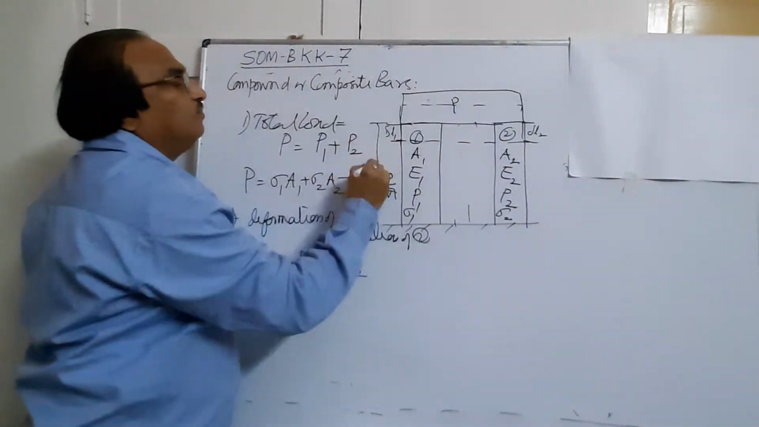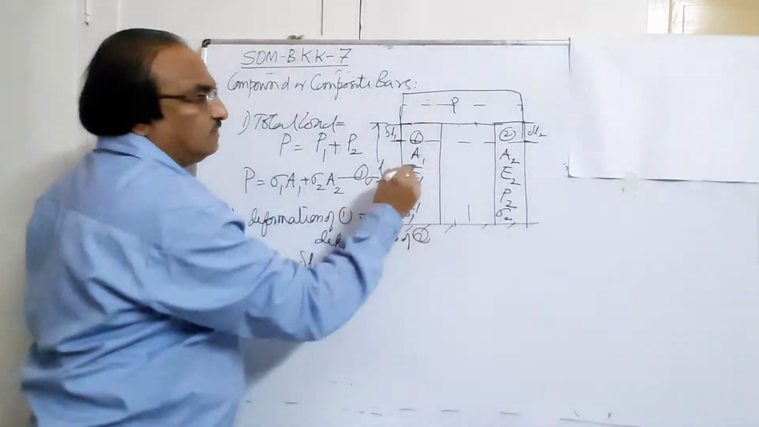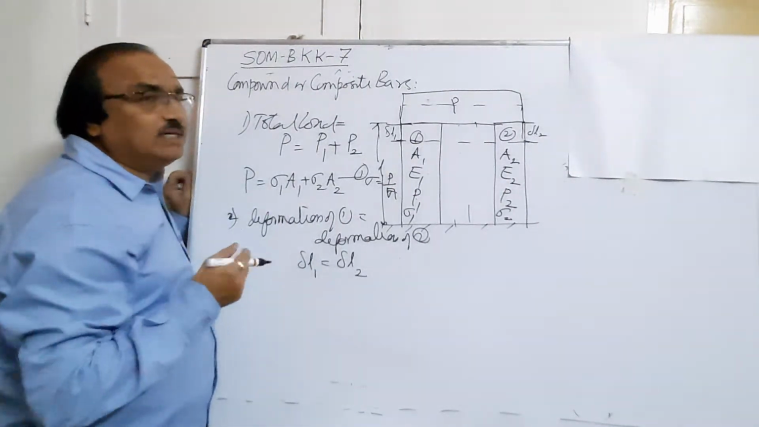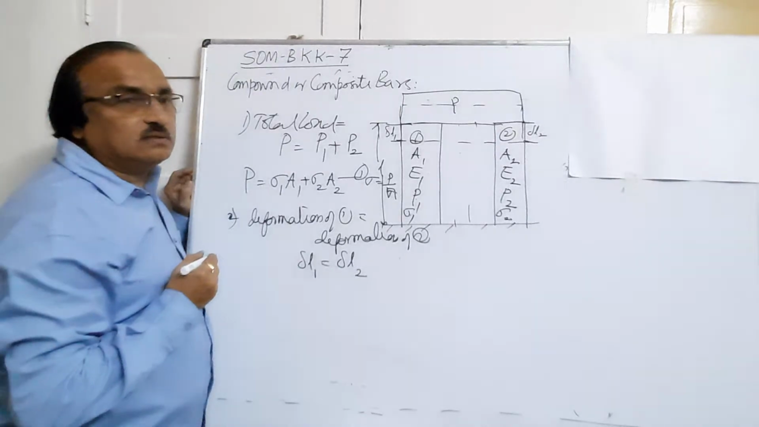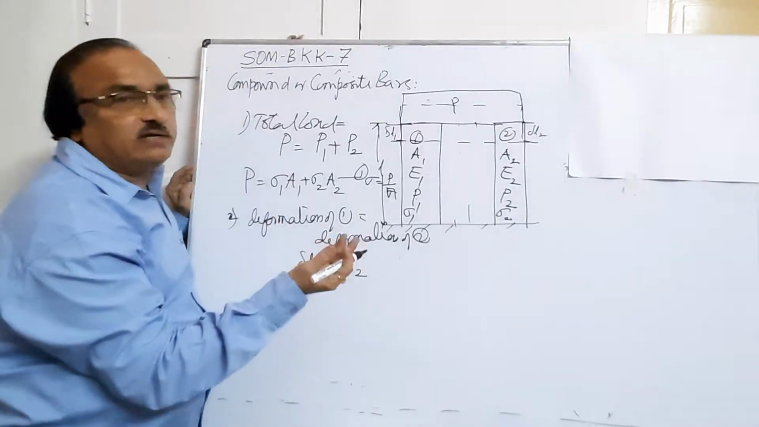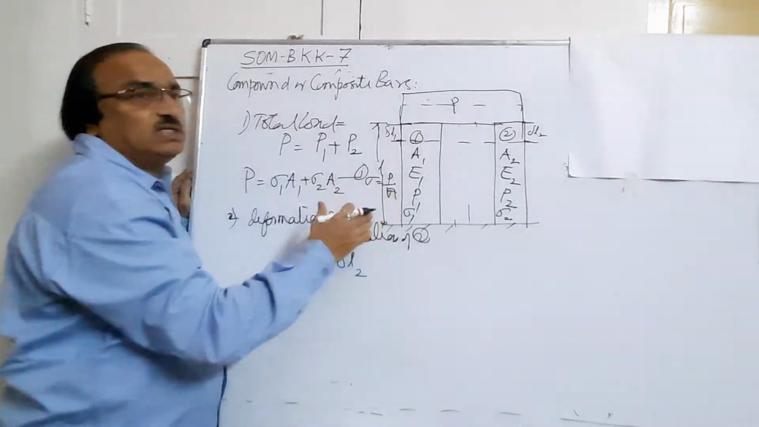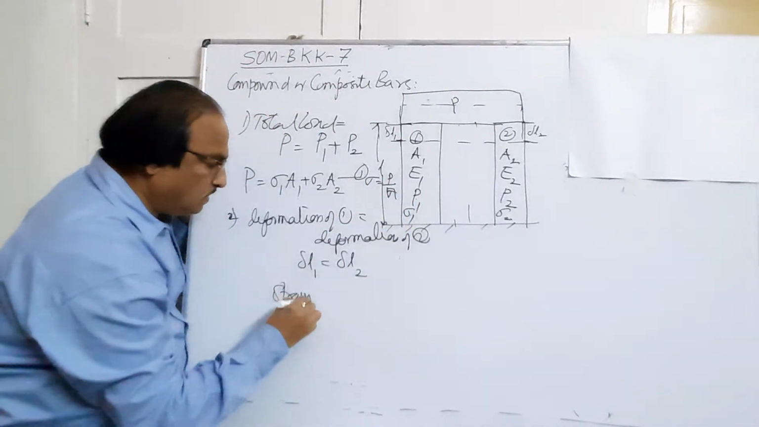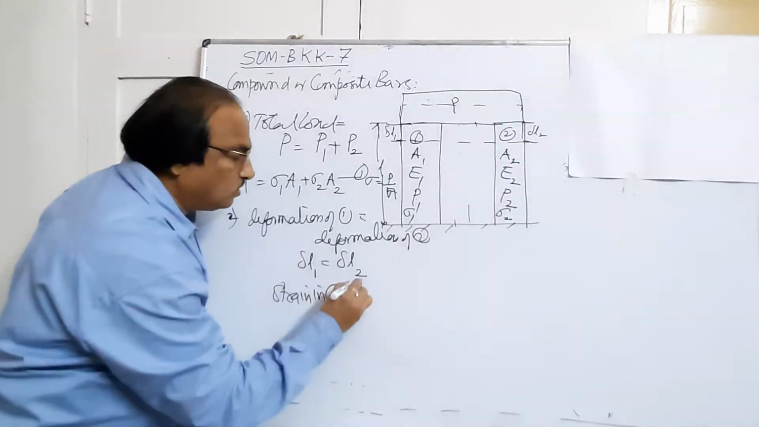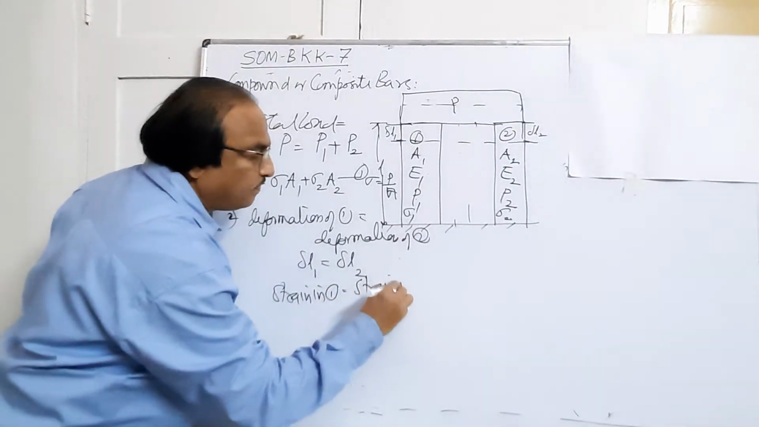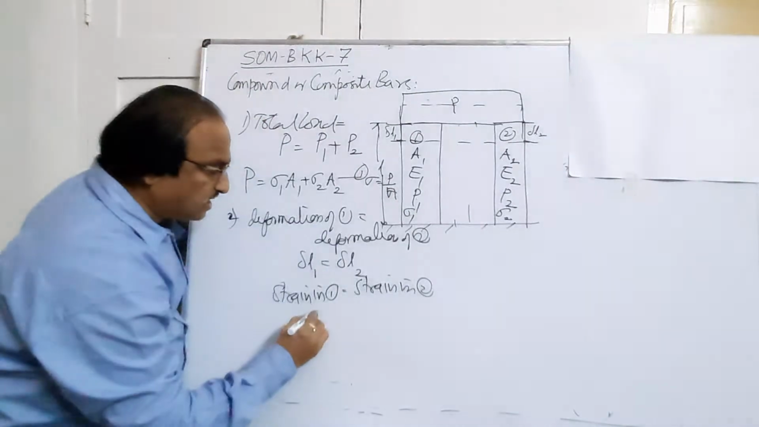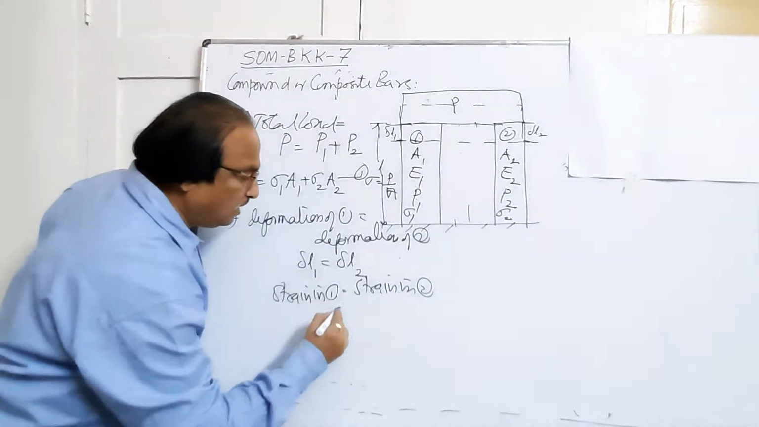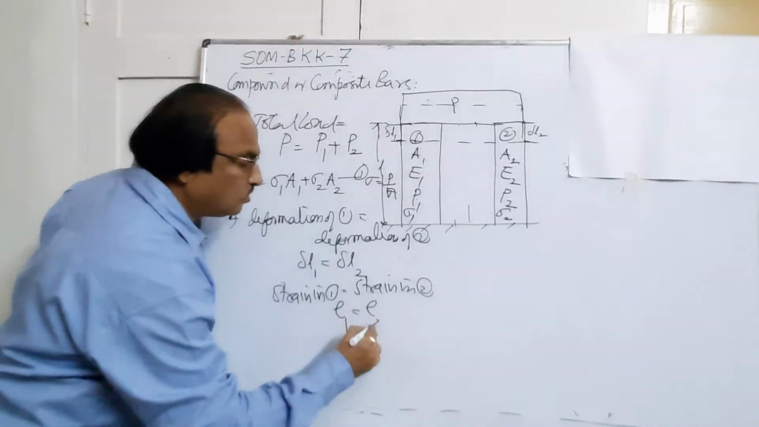Now here, if both the columns are of same length, then we know what is change in length by original length. It is strain. Lengths are same, so strain will also be same, because deformation is same, length is same. So here, strain in one is equal to strain in two. So what is strain in one is E1 is equal to E2.